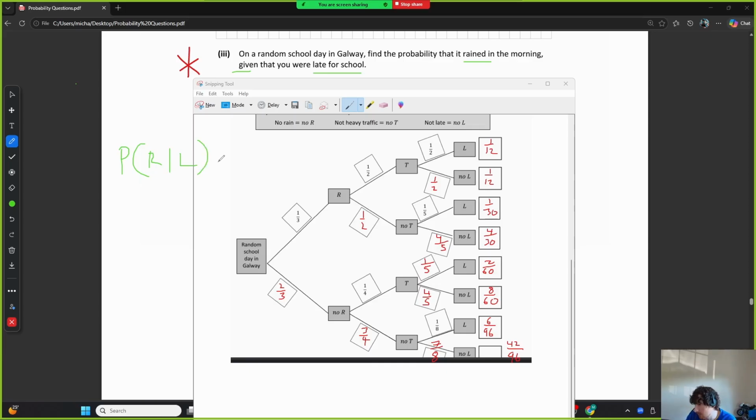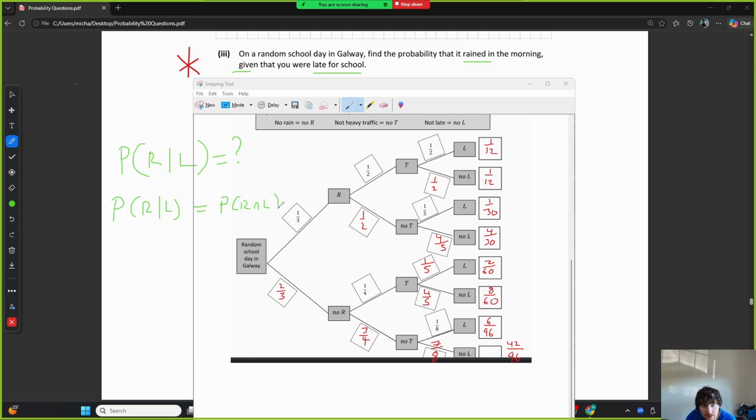Okay, that's your question mark. You're looking for this. It's actually always good to use a question mark. If you get that, you get the answer, okay? You're looking for that: rained given you were late for school. So the way to do this, using our given probability formula, is R given L can be expanded out to be the two things intersecting. Let me try and write this neatly.